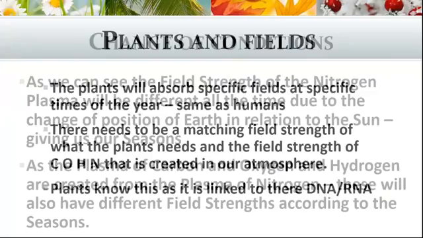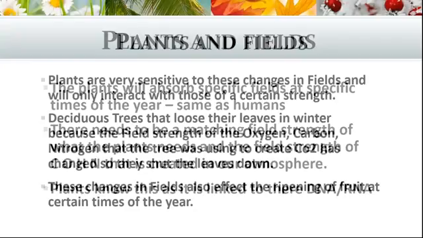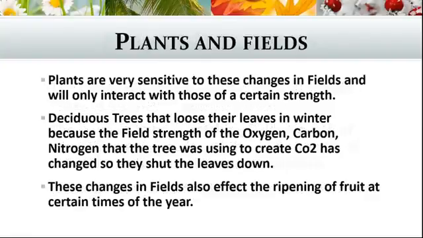Now, when you look at the plants and the fields, the plants absorb specific fields at specific times of the year, same as us. There needs to be a matching field strength between what the plant needs and the field strength of the cohans, the carbon, oxygen, hydrogen, nitrogen that is created in our atmosphere. And the plants know this because it is linked into their DNA and RNA structure.